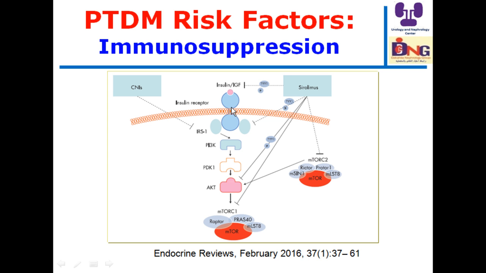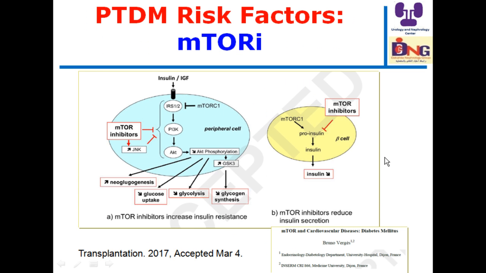This cartoon shows how calcineurin inhibitors and sirolimus adversely affect the mechanism of insulin. So insulin binds to this receptor, calcineurin inhibitor inhibits this element, and sirolimus inhibits many pathways in the insulin action. This is the most recent article discussing the role of mammalian target of rapamycin, mTOR, in cardiovascular disease and concentrating on diabetes. So the use of mTOR inhibitors like sirolimus or everolimus inhibits the cascade of action of insulin, or even here inhibits the proinsulin. So this is the main diabetogenic mechanism of this class of drugs.